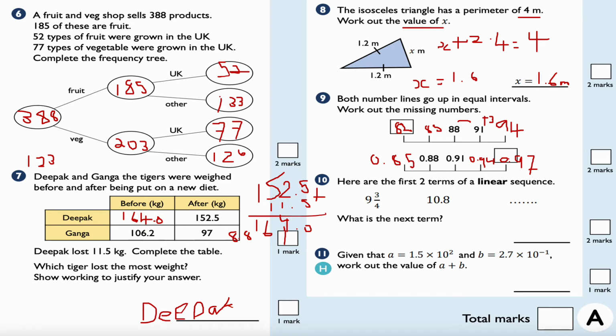Right guys, this is question number 10. Here are the first two terms of a linear sequence. 9 3/4, 10.8. What is the next term? Well, this as a decimal is 9.75. So I'm adding on 1.05 each time. So it's going to be 11.85.